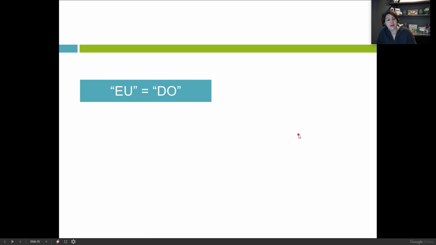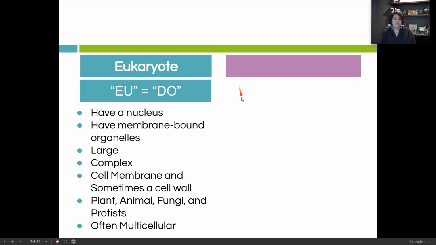So to wrap up, eu means do. They do have a nucleus. They do have membrane bound organelles. They are large and complex. They have a cell membrane like everything else. They sometimes have a cell wall, not all the time. They're plants, animals, fungus, and protists, and they are often multicellular. So they do have more than one cell.